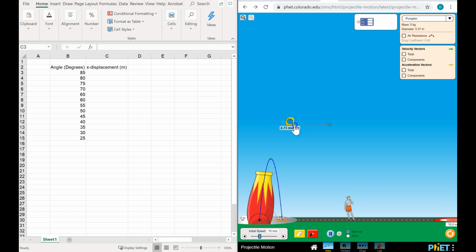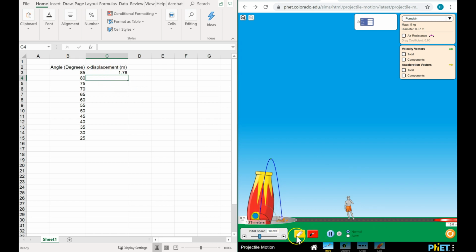So I'm going to put this first crosshair at the same black crosshairs marking the beginning of the projectile's path. Then I'm going to move the second to the spot where the projectile landed, and I record that value, 1.78. I hit enter on my keyboard to move to the next cell in Excel.